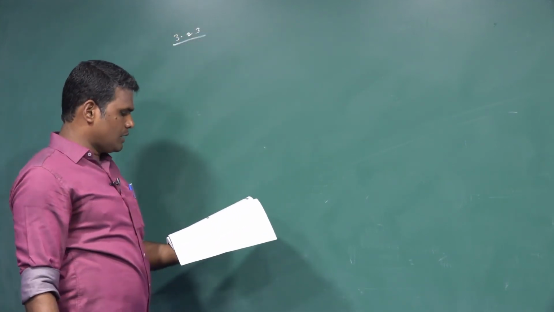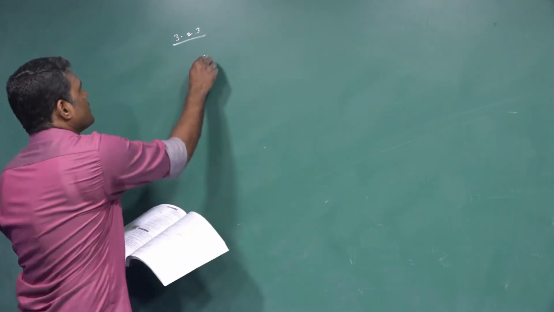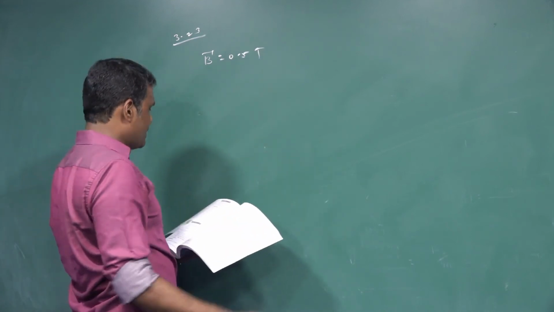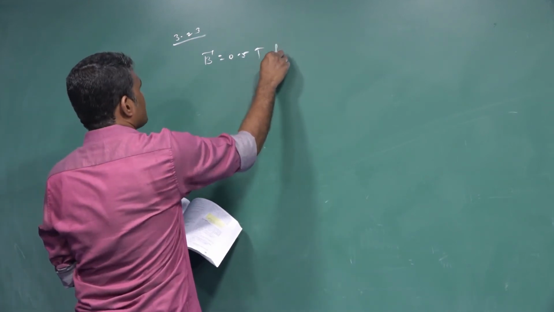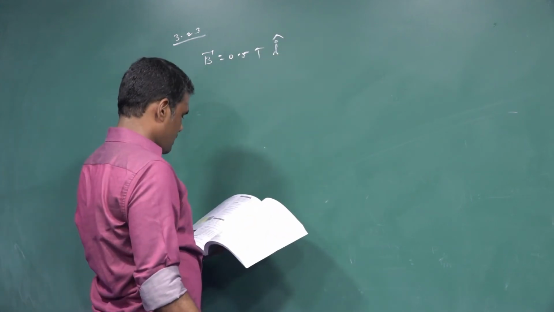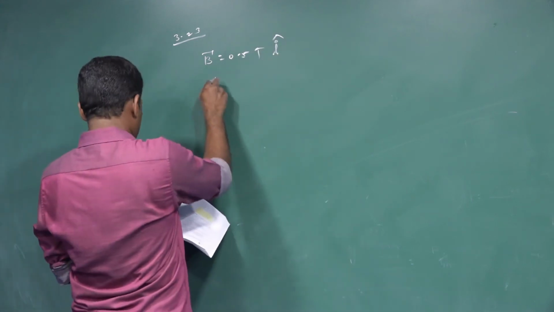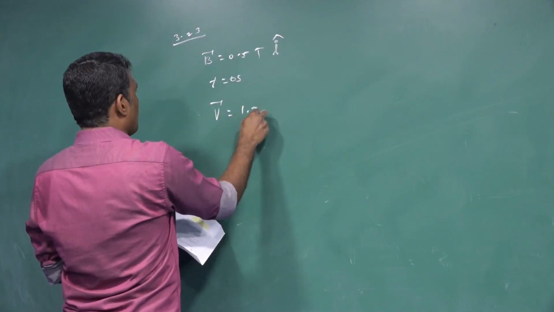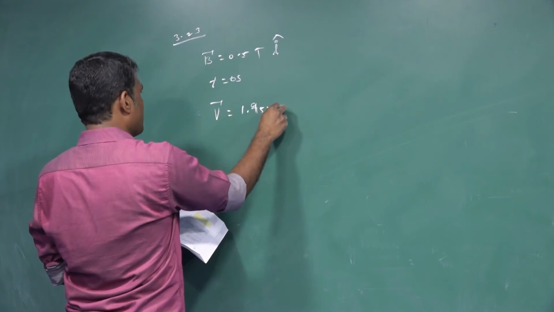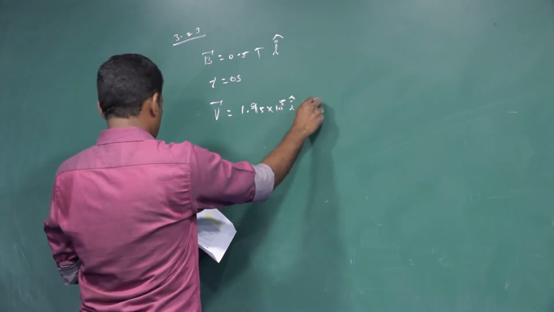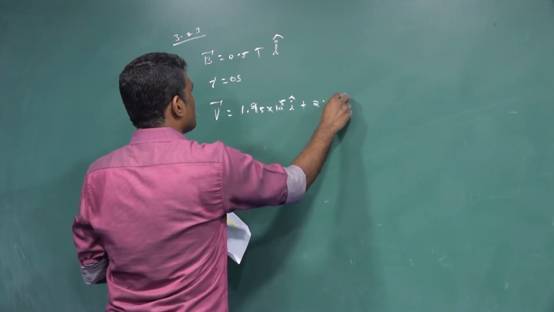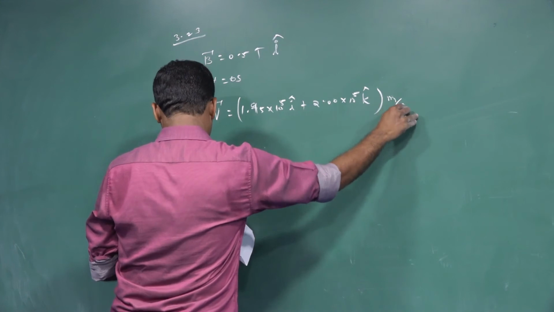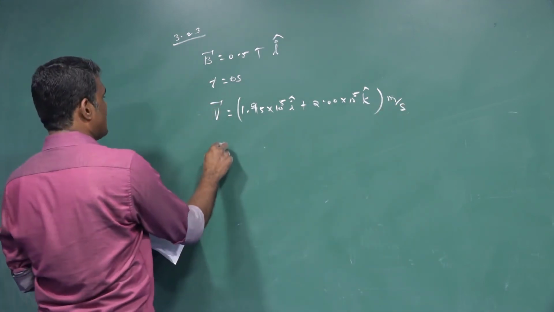A proton moves in a uniform magnetic field of strength 0.5 Tesla, directed along the positive x-axis, so I can mark it as i cap. At the initial time t equals 0 second, the proton has a velocity vector v equal to 1.95 × 10^5 i cap plus 2.00 × 10^5 k cap meter per second. Find, at the initial time, the acceleration of the proton.